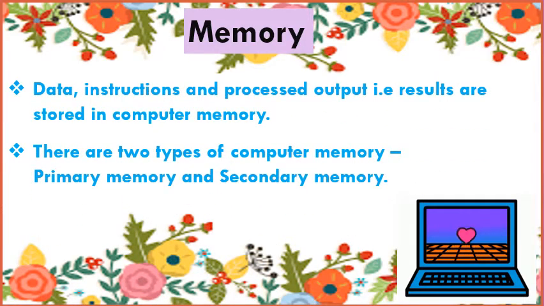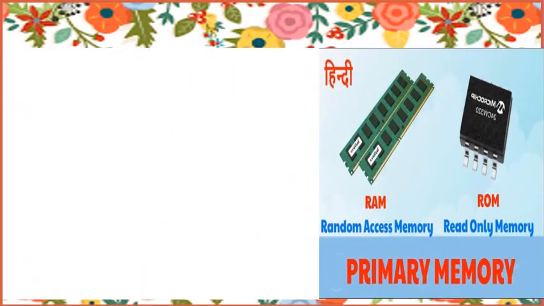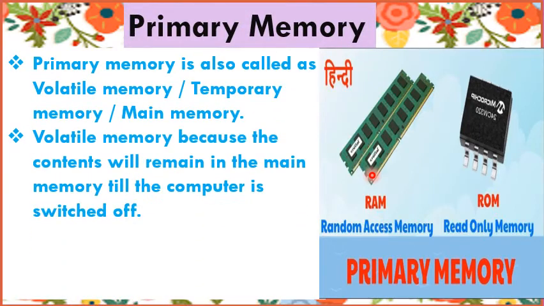Now we will see what is a memory. Data, instructions and processed output, that is results, are stored in computer memory. There are two types of computer memory, primary memory and secondary memory. This figure shows primary memory. RAM, that is random access memory, and ROM, read-only memory, are primary memory.